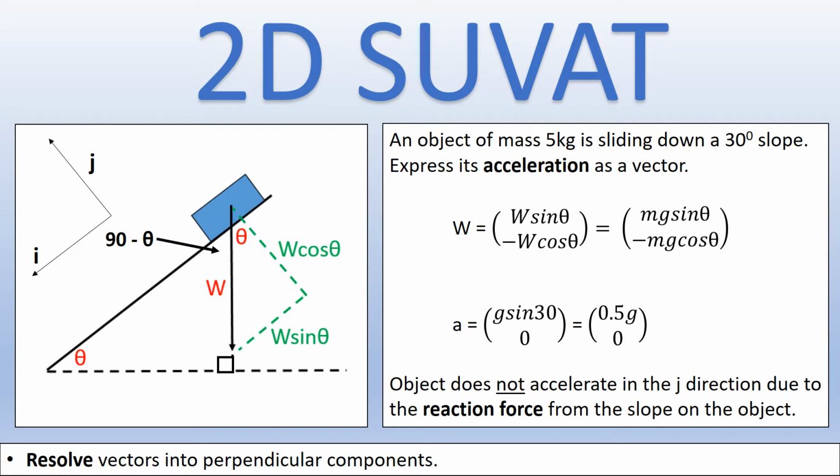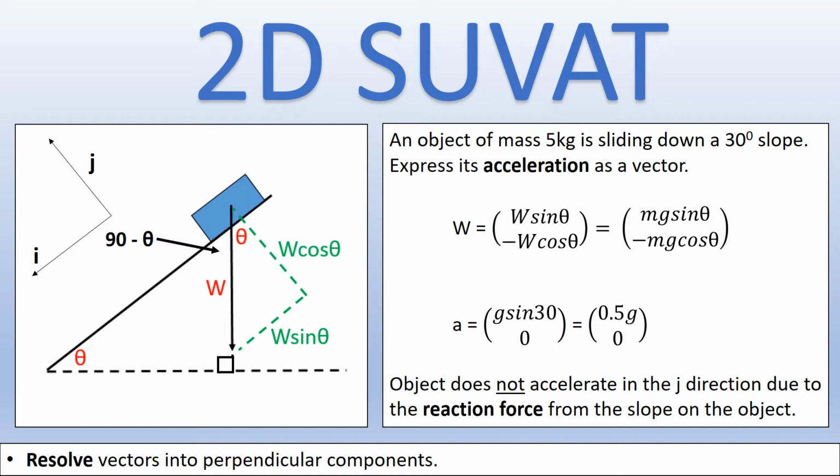So you can see from the diagram, we've got the component in the I direction is W sine theta, which is why it's on the top line of the vector. And the component in the J direction we can see is W cosine theta, but it's in the minus J direction, so it's minus W cosine theta. So we can express the weight force in vector form.